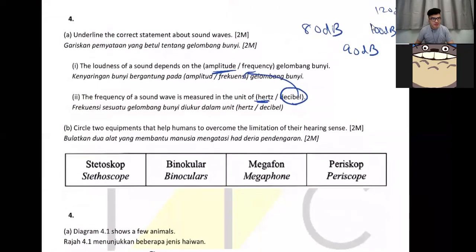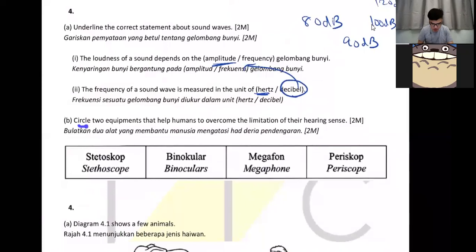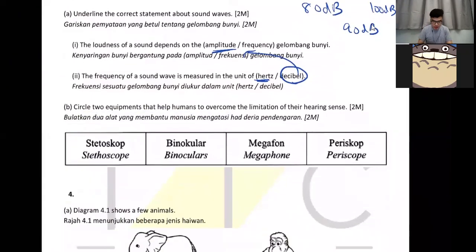It is a must. All right, so B, circle two equipments that help humans to overcome limitation of their hearing senses. Okay, so how do we help our ear? You have your stethoscope, you have your megaphone. Binoculars and periscope, they are for the eyes.